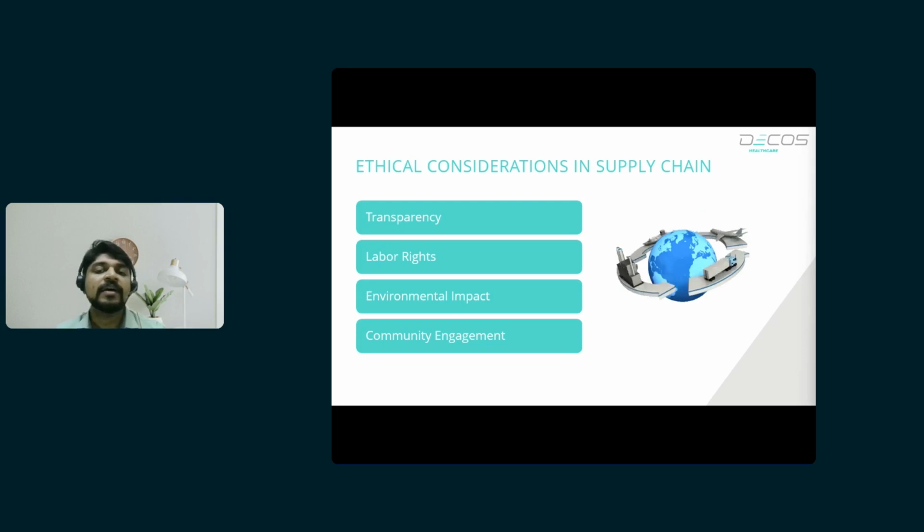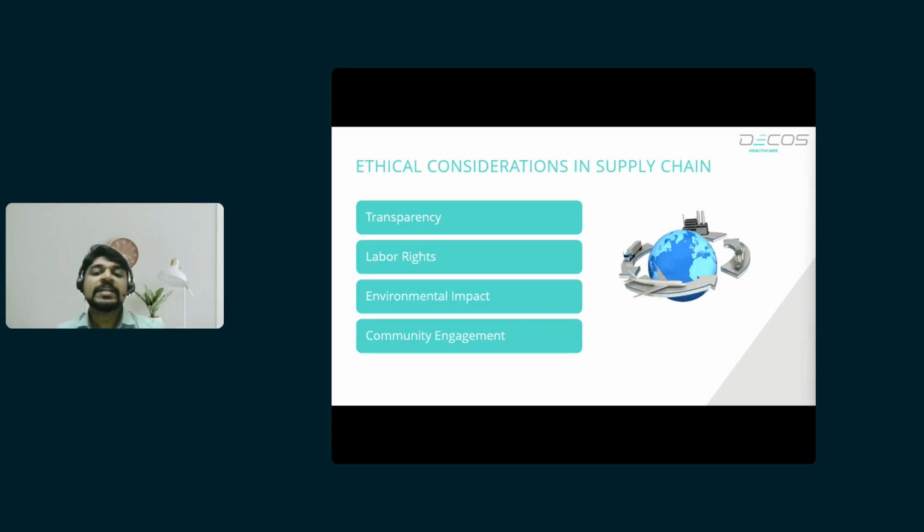Environmental impact means considering the ecological footprint of material sourcing, processing, and its transportation. Sustainable practices and minimizing environmental harm are the key ethical considerations here. Community engagement involves understanding and addressing the concerns of local communities affected by material extraction, processing, production, or even disposal. This could incorporate their feedback to mitigate social and environmental harm.